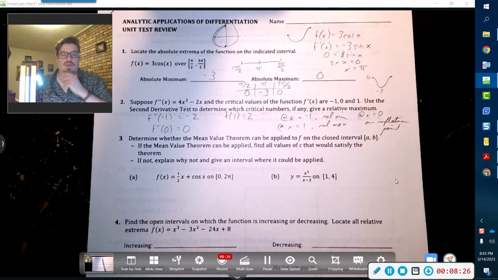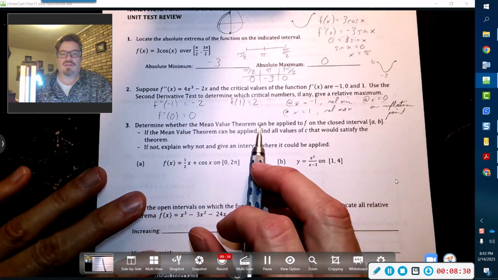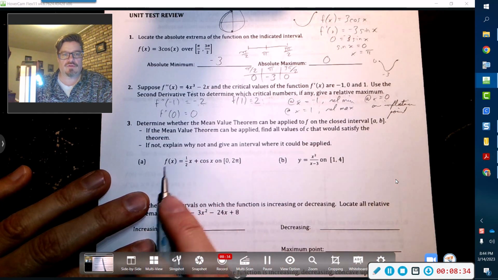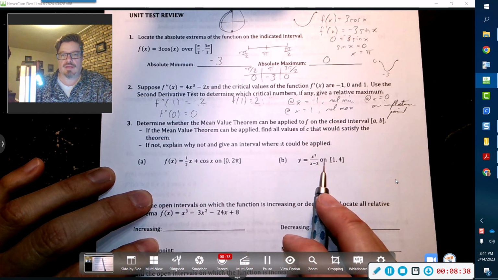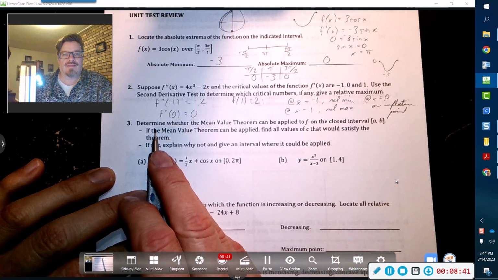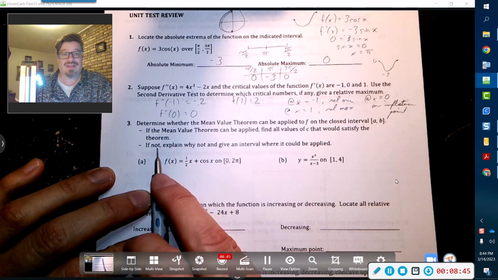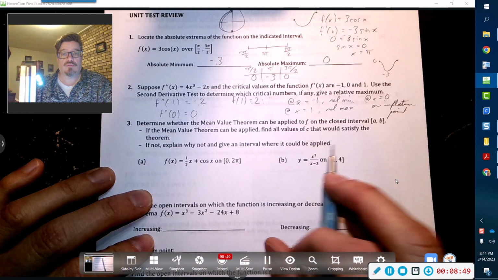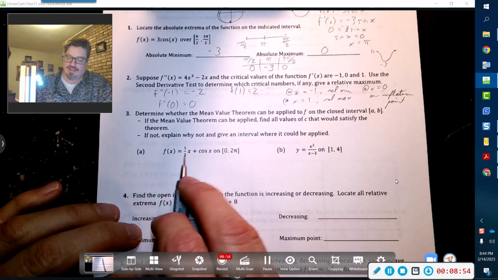Okay. All right, so number 3: determine whether the mean value theorem can be applied to f on the closed interval a to b. So for a and b, we've got lowercase a, lowercase b. And if it can be applied, find all the values of c that would satisfy the theorem. If not, explain why not and give the interval where it could be applied. Okay, so let's look at this guy.